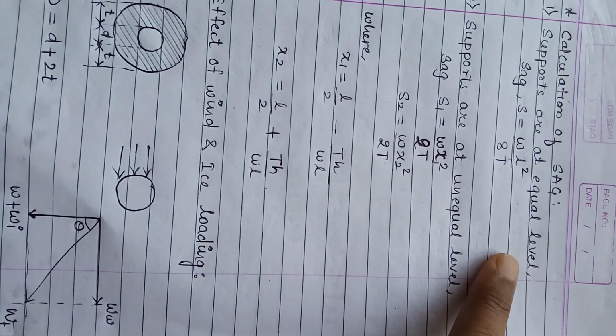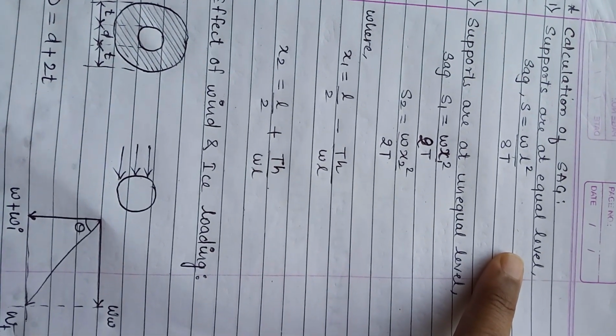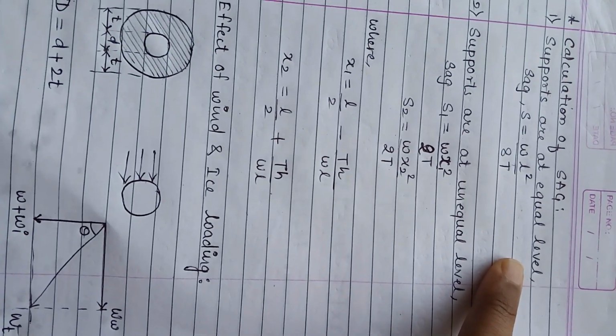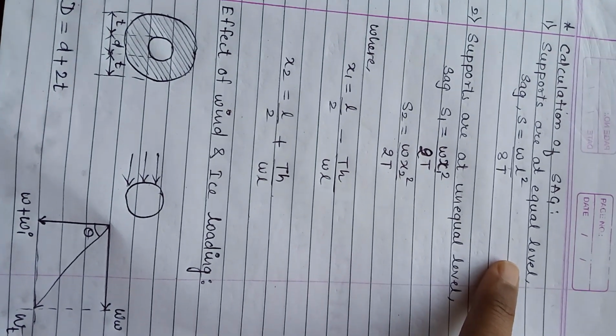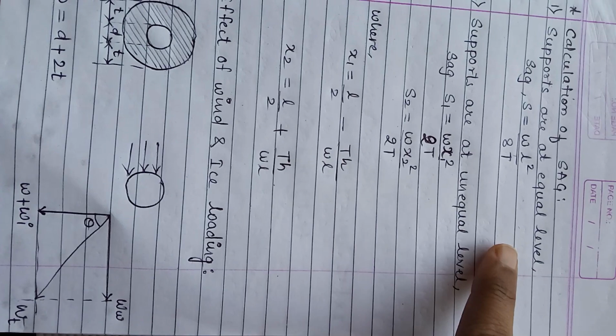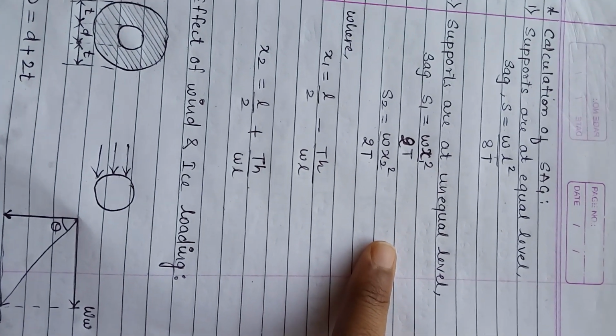is equal to W L square upon 8T, where W is the weight of the conductor per unit length, L is the span, that is the distance between the two poles, and T is the tension in the conductor. So next is when the supports are at unequal level.